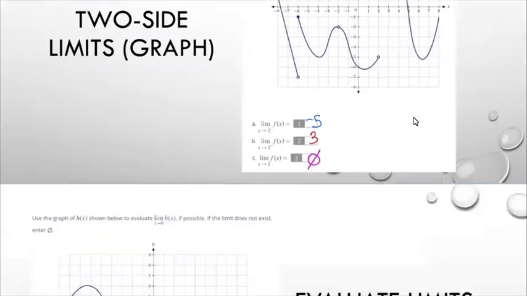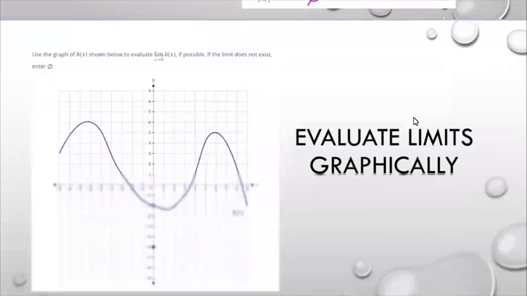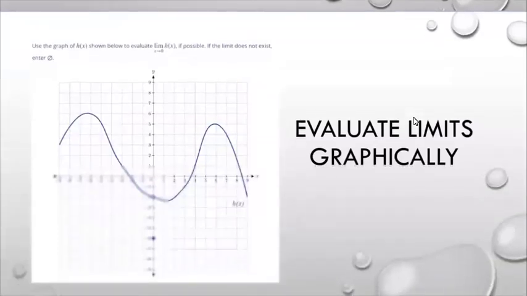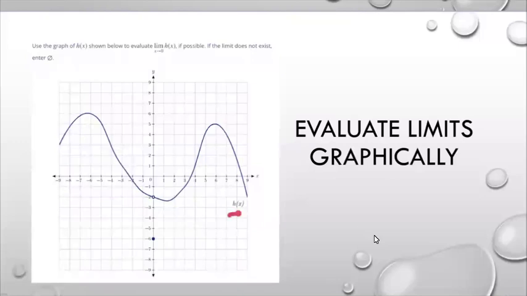All right, continuing on to evaluate limits graphically. Now the one-side limits disappear, and the question is, this is the graph of h of x. We want to use that to find the limit of the function as x approaches 0. So here is my 0. So x is approaching 0, right? Remember that we're going to approach from the left and from the right.